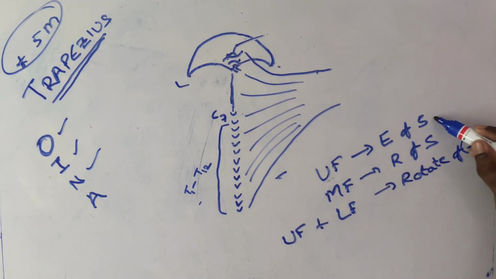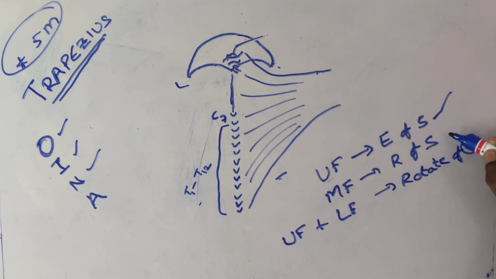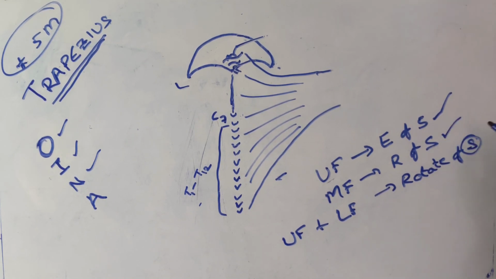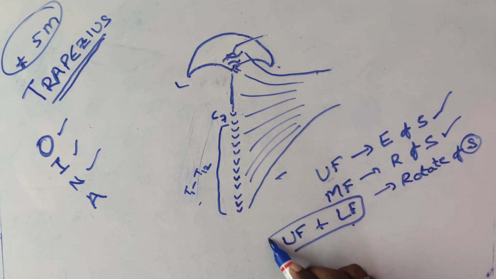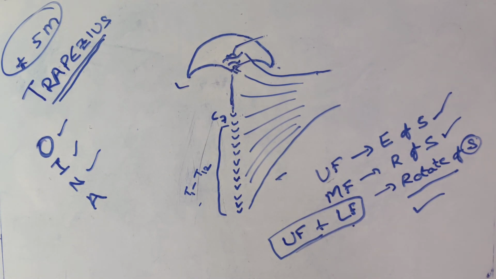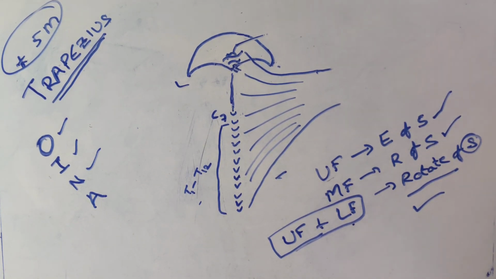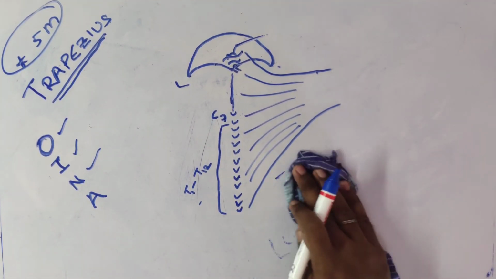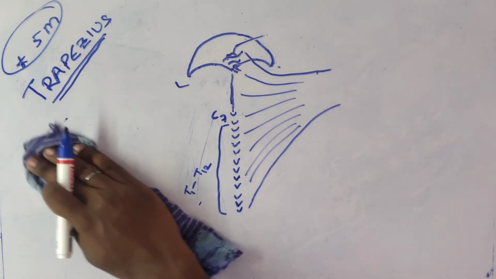The upper fiber helps in the elevation of the scapula, the middle fiber helps in the retraction of the scapula, and the lower fiber along with the upper fiber helps in the rotation of the scapula. This is all about the action of the muscle. This is all about the trapezius muscle.